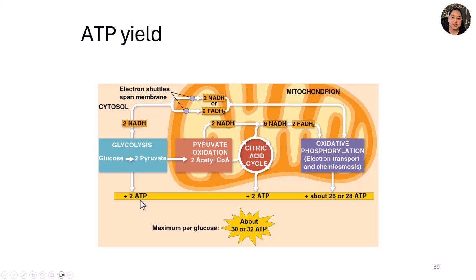Here is a breakdown of how many are made. In glycolysis, only 2 ATP are made. In the citric acid cycle, 2 ATP are made. And then in oxidative phosphorylation, you make a bunch of ATP, about 26 or 28 molecules. That is what makes the mitochondria the powerhouse of the cell, because this is where all the energy is made, especially oxidative phosphorylation. So in total, per glucose molecule, you make about 30 or 32 ATP molecules.